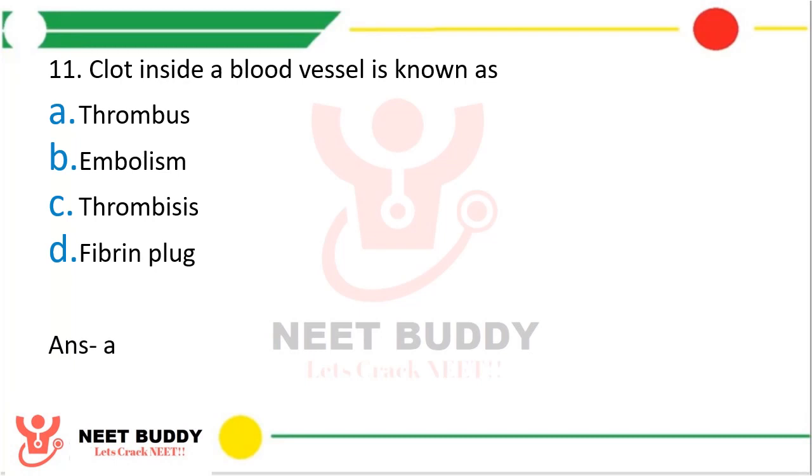Embolism and thrombosis are processes, and thrombus is the clot formed. What is embolism? When this thrombus breaks from one point and goes and blocks some other vessel, that's known as embolism. And this thrombus that once embolizes is known as embolus. So at the initial point where the clot is formed, it is called thrombus.